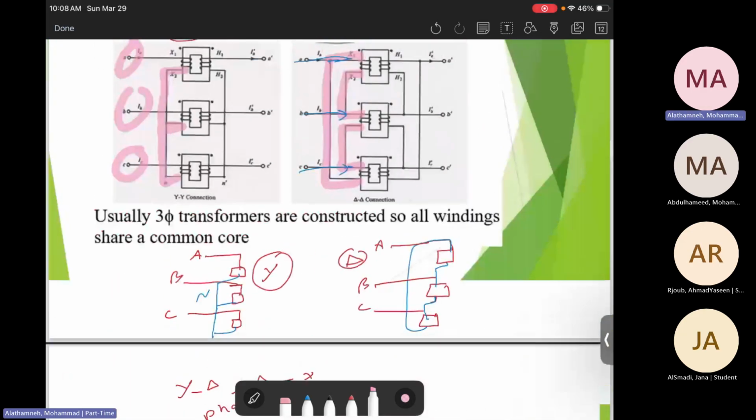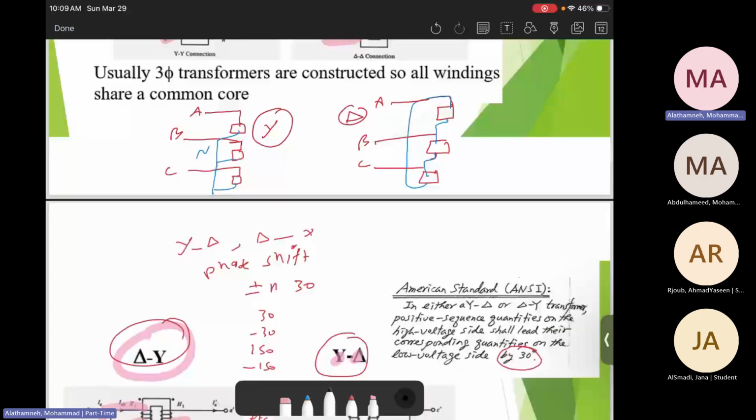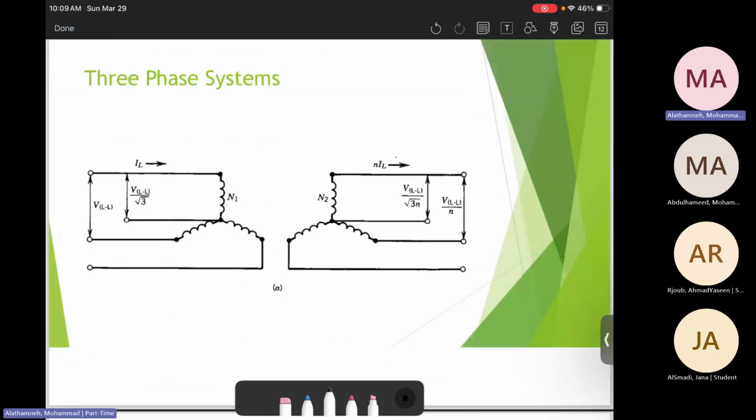While when we are talking about delta delta or Y Y, there is no phase shift in both cases. While if we are doing delta to Y or Y to delta, there must be a phase shift. The three-phase system here, overall, we'll see this is in Y shape or star shape. Then this is in Y as well.